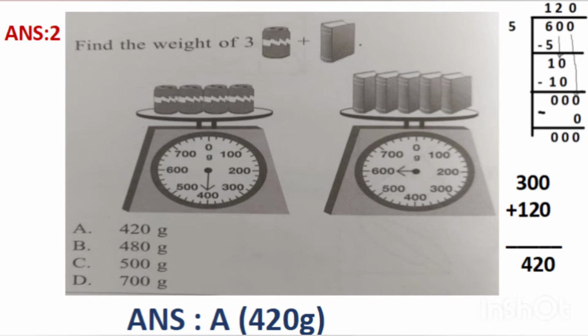Now coming to the second part, you need to find out what is the weight of the book. Now see the weighing scale number 2. 5 books are placed and the number shown on the scale is 600. It goes from 100 to 100 and so on, right? So for 5 books the weight is 600. So one book is how much? 600 divided by 5 comes to 120, right? So 300 plus 120 comes to 420. So which is the correct option? That is A, 420 grams.